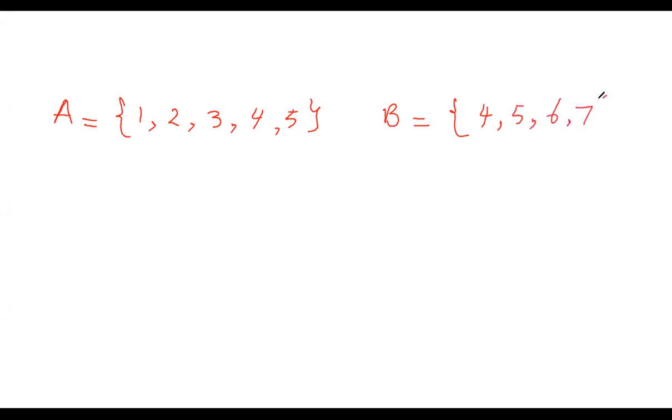Suppose you have set A equal to 1, 2, 3, 4, and 5. I have another set B, which is equal to 4, 5, 6, and 7. I say, very well, what is the probability of A or B?